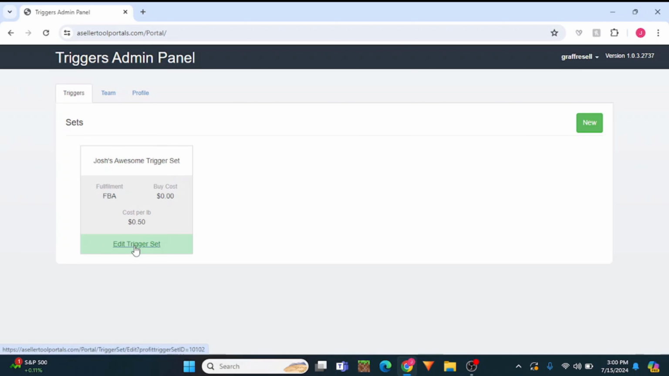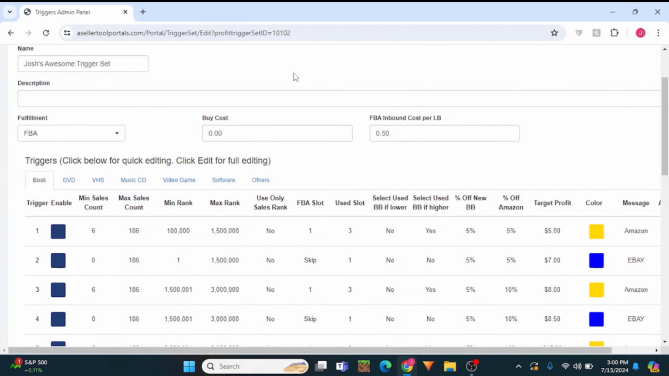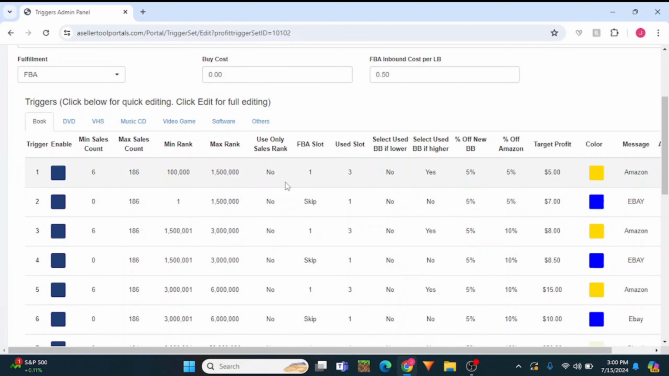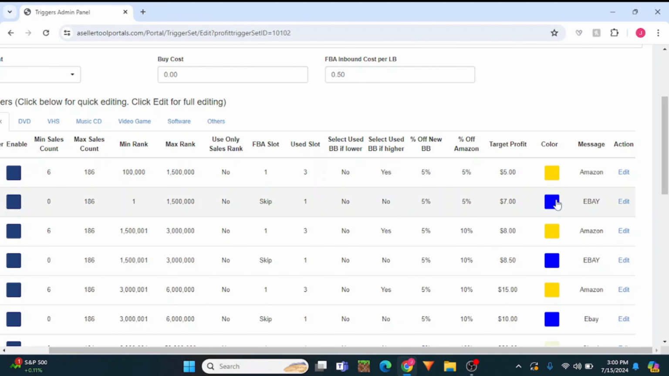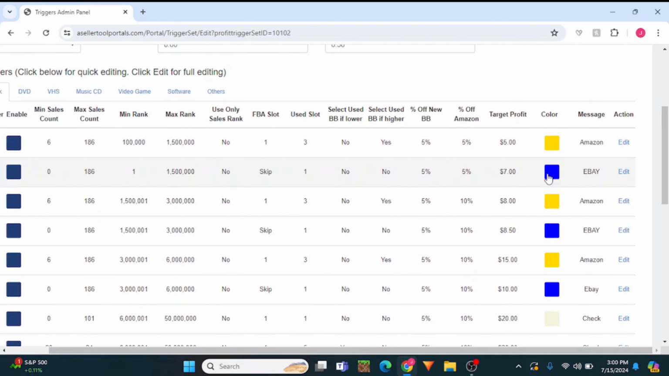So to look at this, I'm pretty sure we go to edit trigger set. So we are going to do that right now. And we're just looking at books today. Most people use greens and reds. I use a mix of gold and blue, and if they don't turn gold or blue, then it turns red. Gold tells me it's going to Amazon, blue tells me it is going to eBay. Honestly, I don't have a lot of stuff turning blue. Some other people do more like either send it to Amazon FBA, or send it to Amazon for merchant fulfilled.